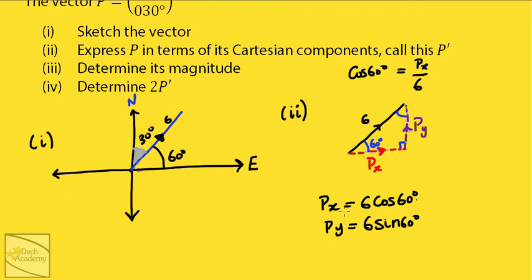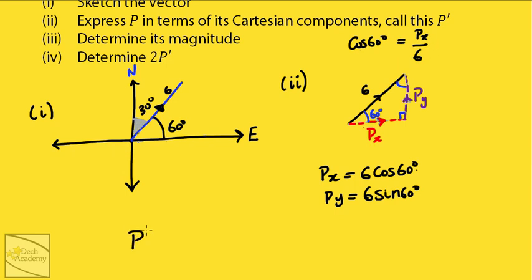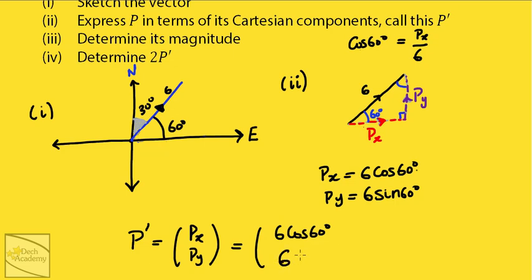Now that we know the x component and the y component of our vector P, we're told to rewrite P in terms of its Cartesian component, but call it P prime. So it means that P prime is going to be Px, Py, because it's a vector. So 6 cos 60 degrees is the horizontal component, and 6 sine 60 degrees is the vertical component, or the y component. X component is horizontal component, y component is vertical component.